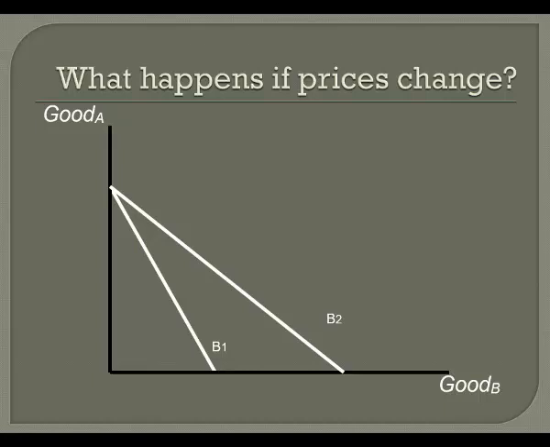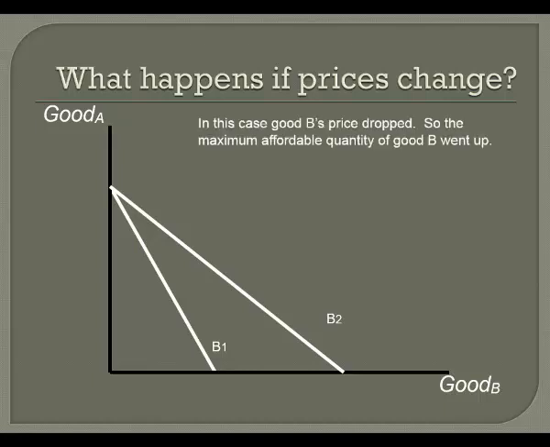So what caused that? Did the price go up or the price go down? It's counterintuitive. You see the budget constraint swinging out like that, and you're inclined to think, well, I get more of good B, so the price went up. Well, hang on. No, you get more of good B. That means the price is cheaper. So here, the price of good B has dropped. So we can get more of good B if we're buying just good B. So our maximum affordable quantity of good B went up.